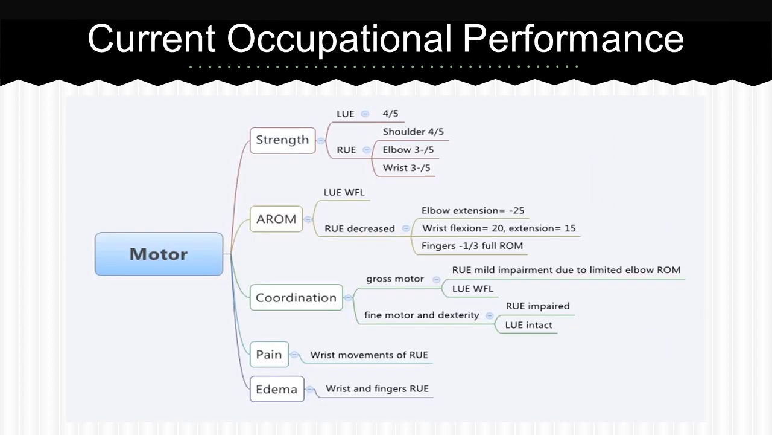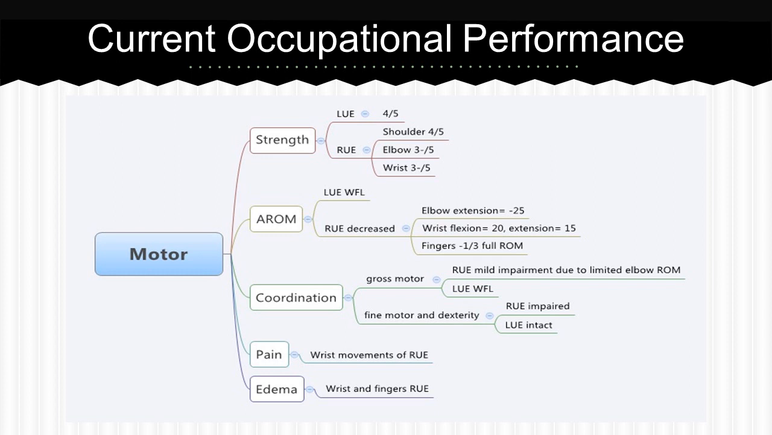Most of Dmitri's occupational performance issues are motor-based. Strength testing revealed that his left upper extremity is a 4 out of 5 throughout, which is functional. His right upper extremity varies, with shoulder movements a 4 out of 5 and elbow and wrist a 3- out of 5. His active range of motion is within functional limits in his left upper extremity, but his right upper extremity has deficits.